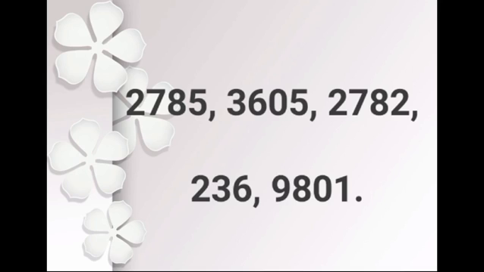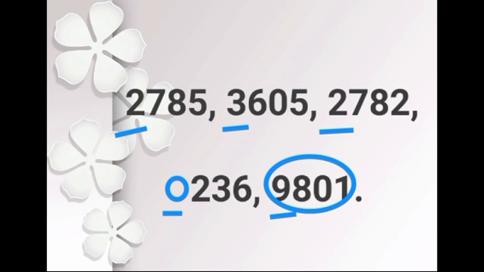Example 2: 2785, 3605, 2782, 236, 9801. The number 236 has no thousands place, so we consider the thousands place as 0. First, we compare the number in the thousands place. Can you tell me which number is big in the thousands place? Yes, 9. So, the first number is 9801.